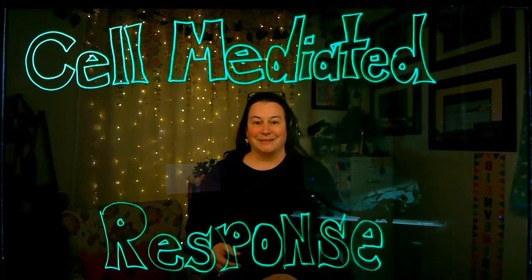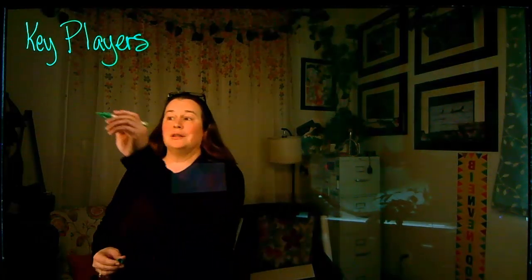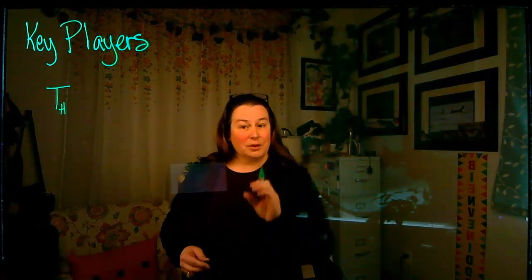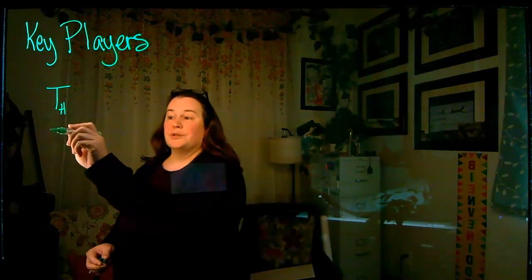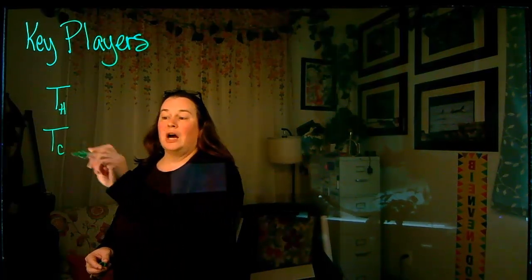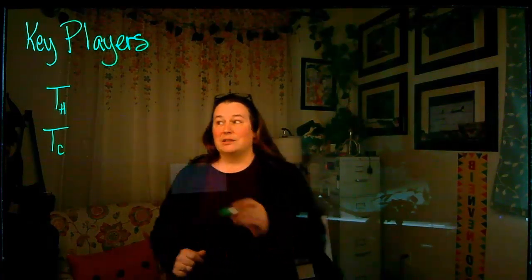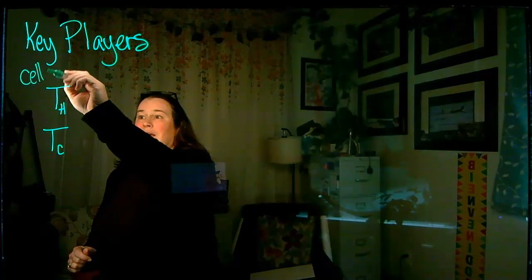So let's get started. There are a handful of key players that you need to be familiar with to better understand the third line of defense's cell-mediated response. The cells that we'll be investigating during this video include the T helper cell. We're going to denote that as a T with a subscript H. We're also going to take a look at the cytotoxic T cell. We're going to denote that as a T with a lowercase c. So these are our cells.